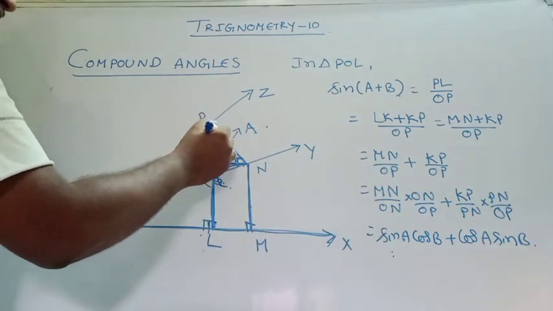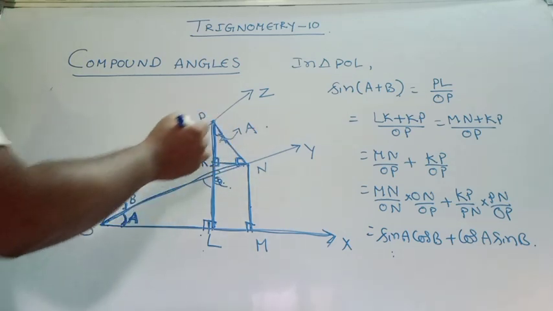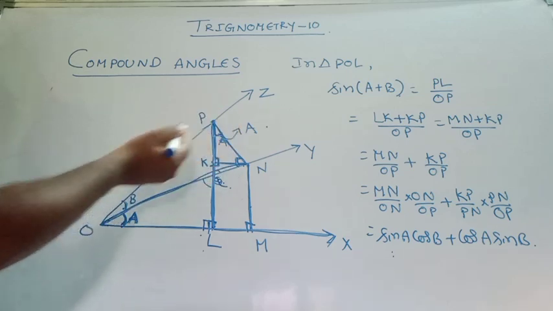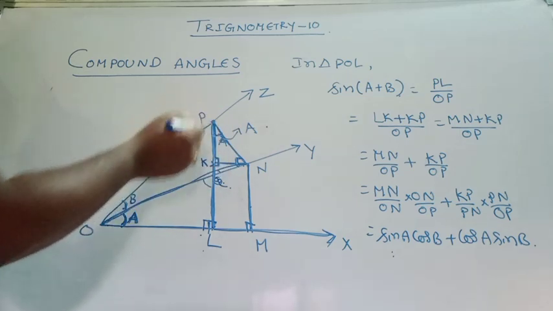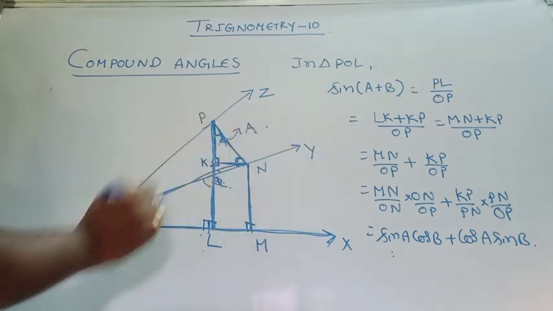I told you already, this angle is A. KP by PN: KP is the adjacent side for angle A here, and PN is the hypotenuse. Therefore, KP by PN will give you cos A.